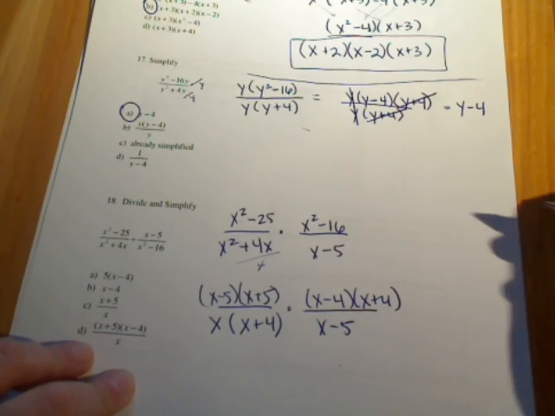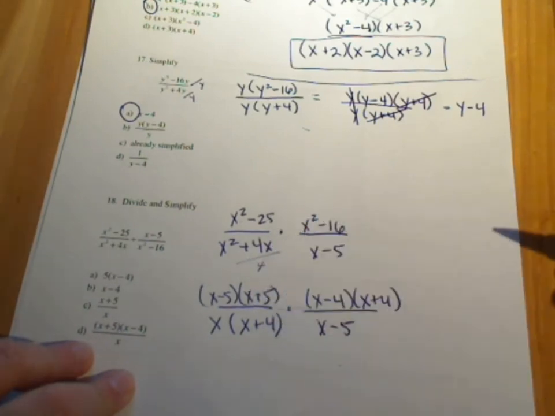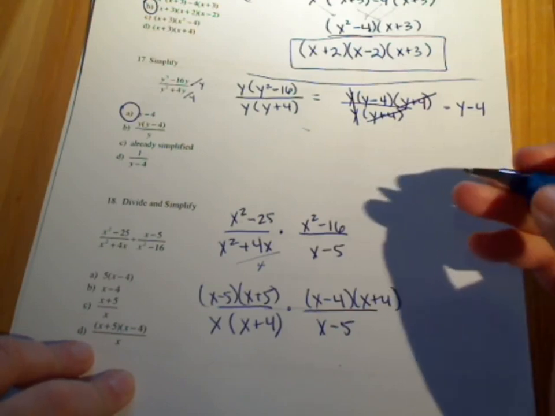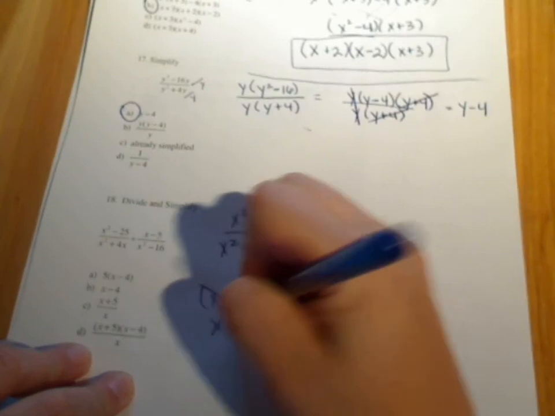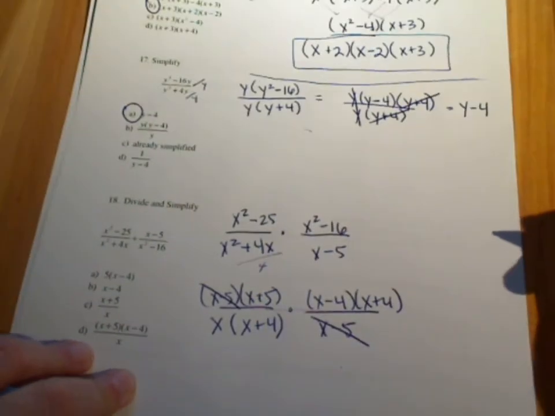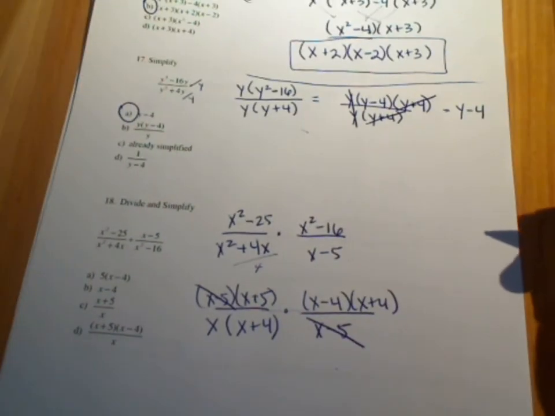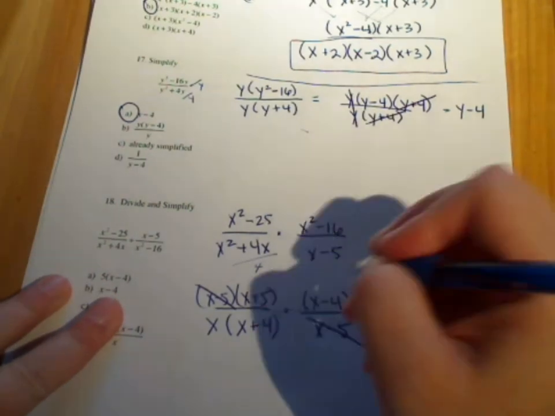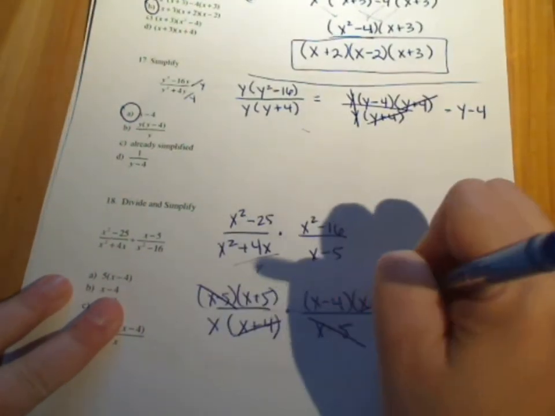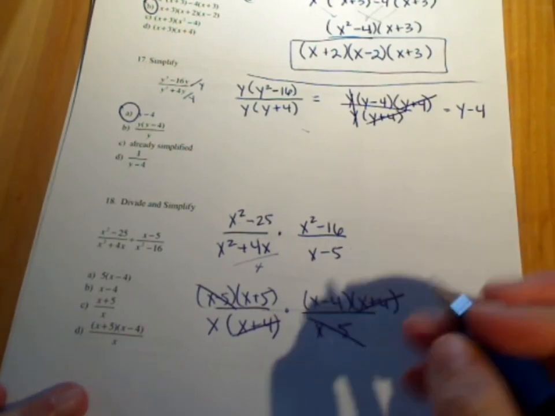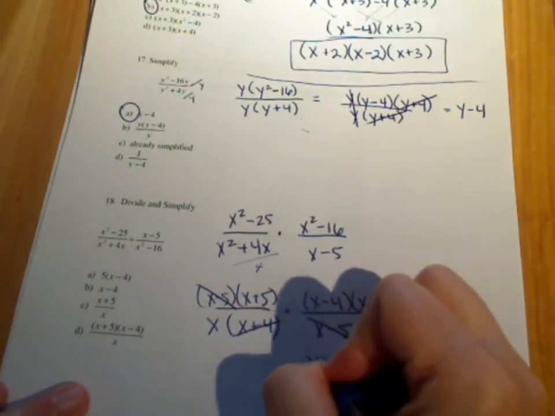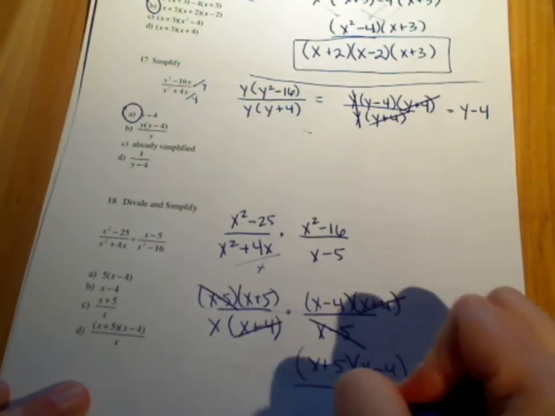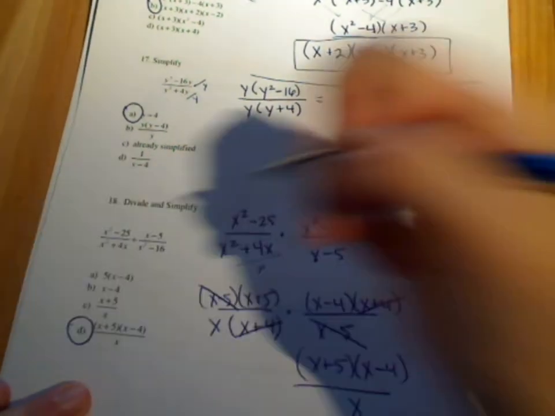Okay, with these two fractions, if there's the same factor on top and bottom, they cancel out. So let's see. x minus 5 goes away. We also have x plus 4 and x plus 4. Those go away. So what I'm left with is x plus 5, x minus 4, all over x, and that's letter D.